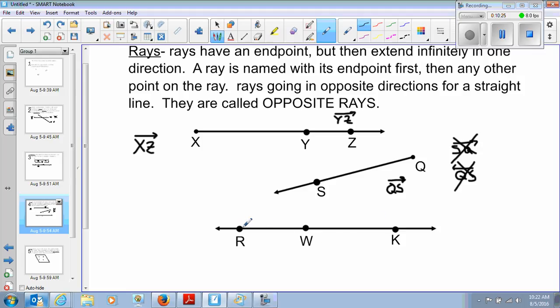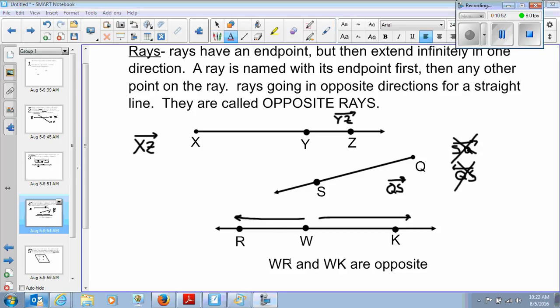I have ray RK that starts at R and goes through K forever. I have ray KR that starts at K and goes through R forever. I have ray WR and WK. But if we're talking about opposite rays, we want to talk about ones that actually meet, they share an endpoint, and then they go on forever in opposite directions, as you can see here. So a set of opposite rays would be these two.